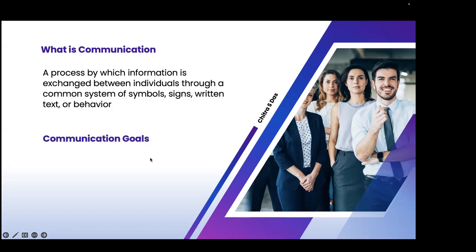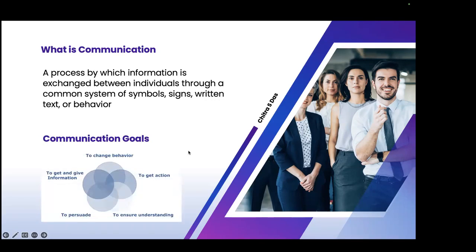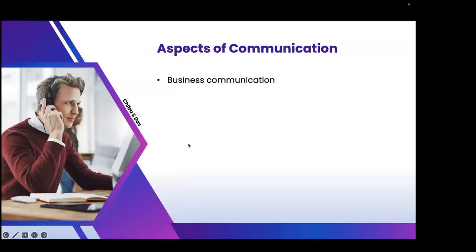What are the goals? Why should we learn communication? What can we achieve by using effective communication? To be able to adjust, tweak, and tune our behavior when we are presenting or communicating with others, and to get some actions done, and to understand others, and to persuade and influence people, and also to get and give information in a way that we all can understand. So that is the goal.